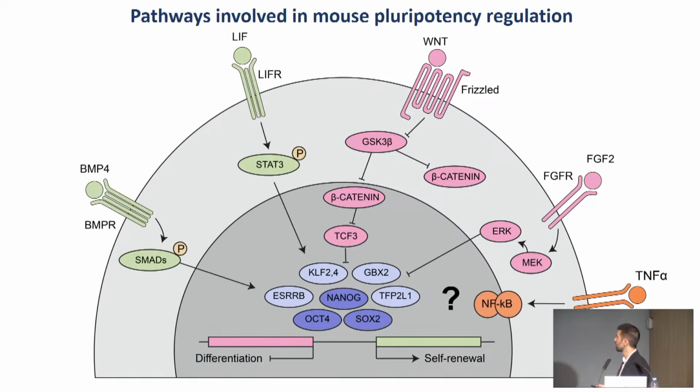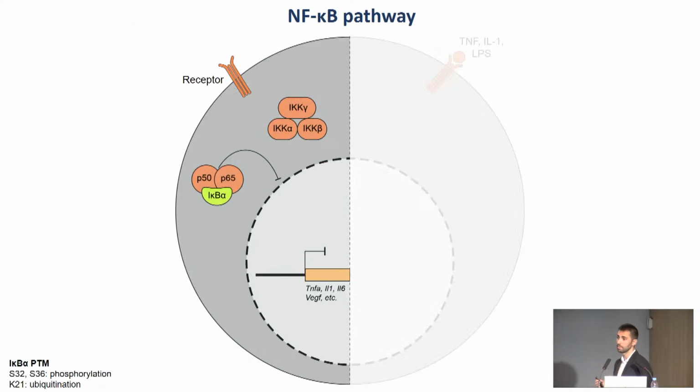But also very interestingly, one of the main pathways that has been involved in regulating immunity and also has been dysregulated in many diseases such as cancer is the NF-κB pathway. However, its specific implication at the pluripotent stage is something that has not been very deeply studied. So what is the NF-κB pathway?